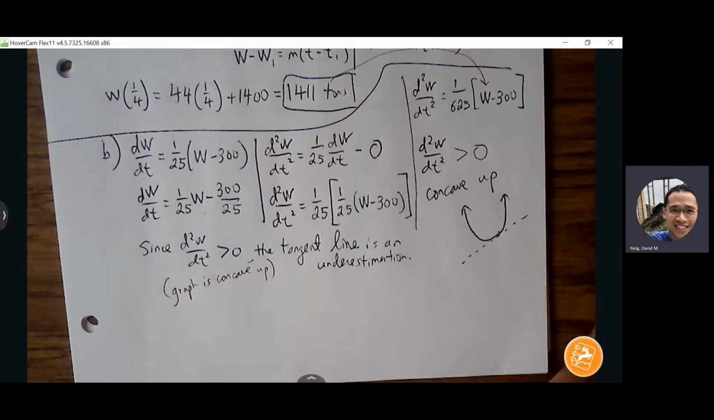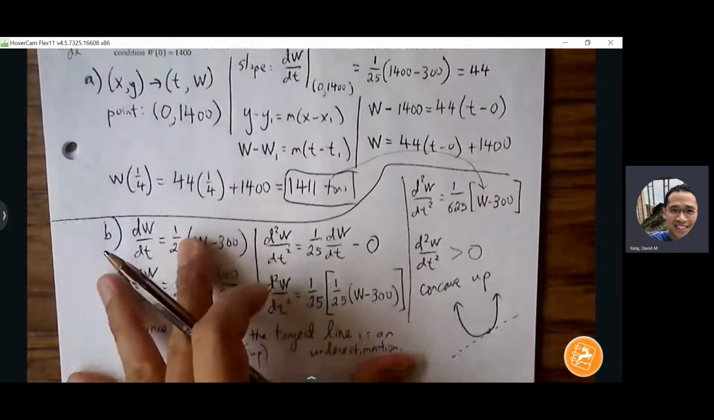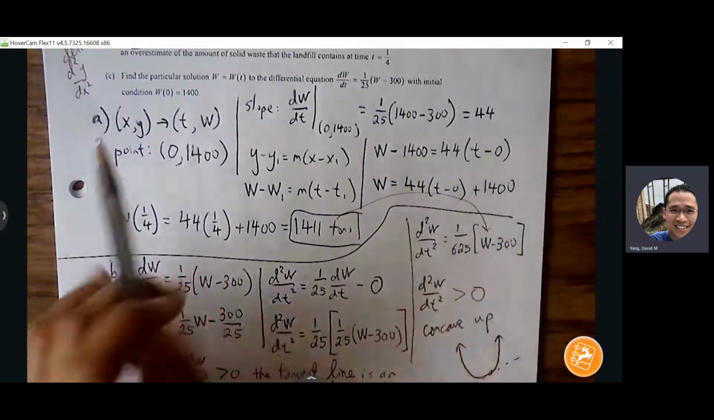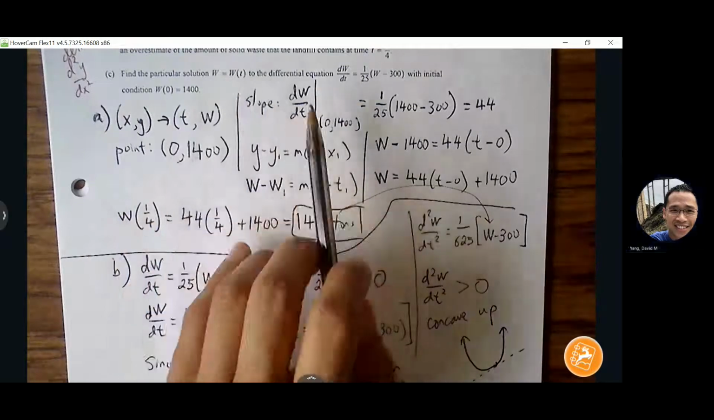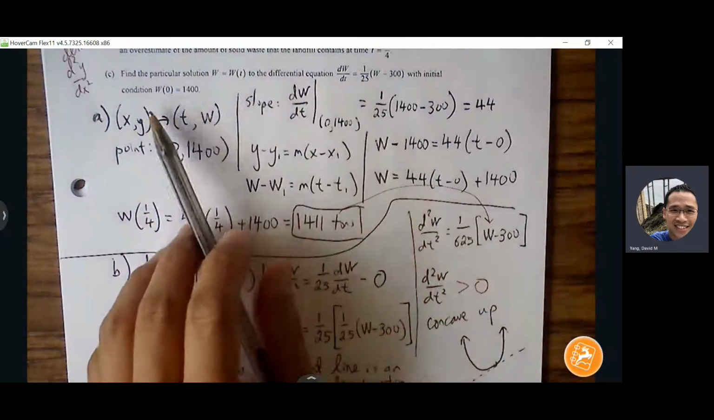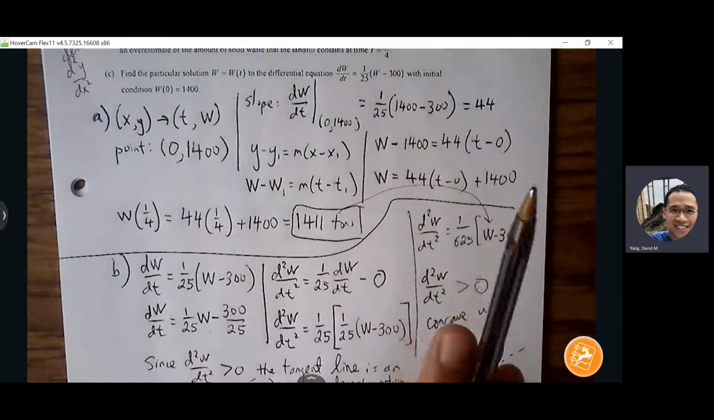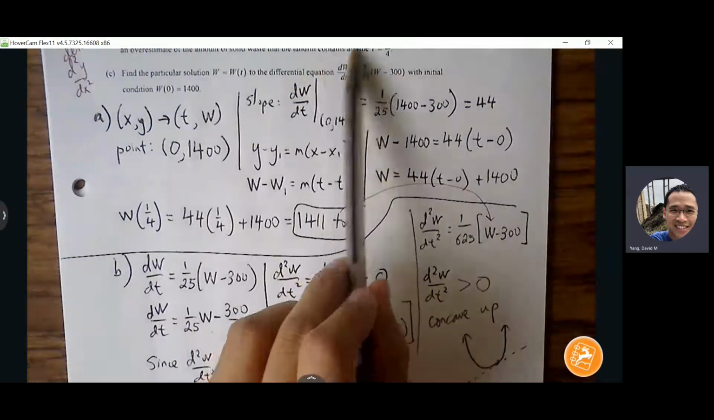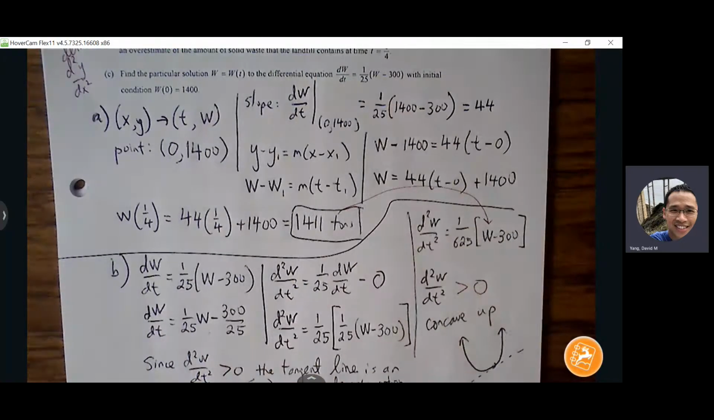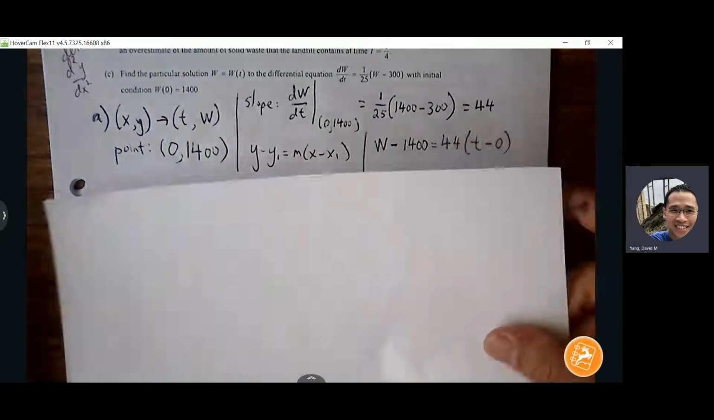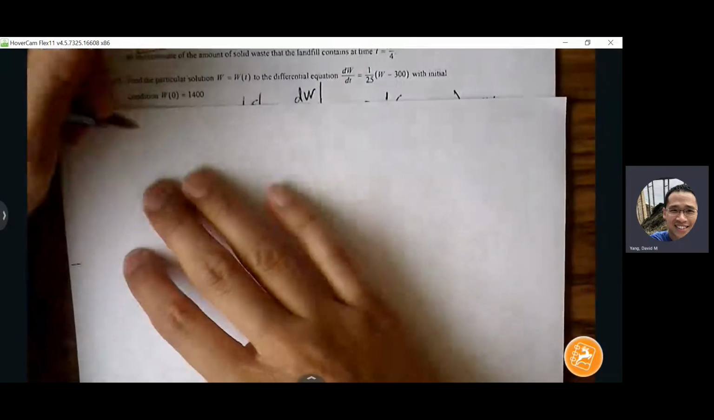Okay, part C. Now we're going to move into the solving differential equation portion here. It says find a particular solution to the differential equation with initial condition W is equal to 1400. So we're going to try to get full separation of variables, but first I'd like to get the left and right side to be a fraction equal to a fraction. Okay, so I'm going to set up part C here.